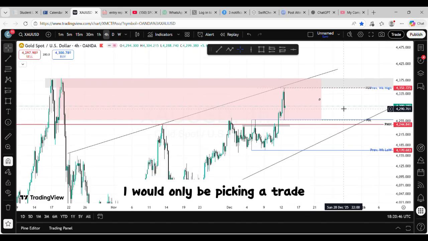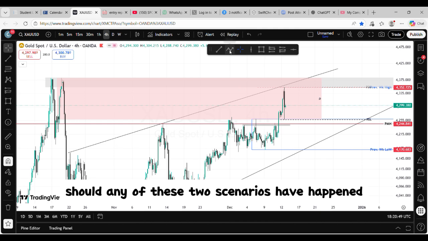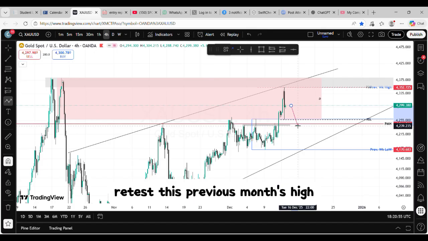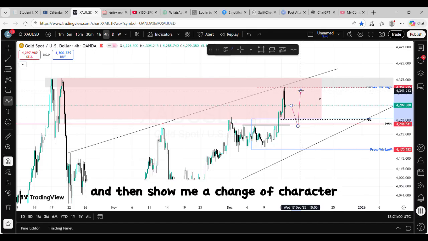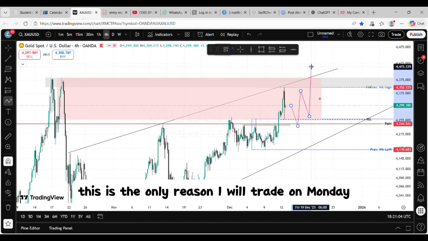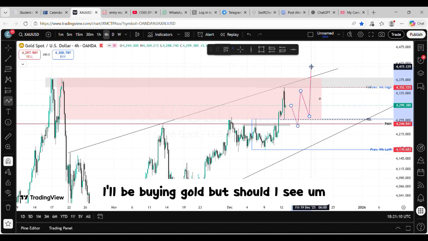I would only be picking a trade should any of these two scenarios have happened. Now I would only pick a trade if gold should come here, retest this previous month's high, that is November's high, and then show me a change of character. This is the only reason I will trade on Monday or any day within the week. Should I see this, I'll be buying gold.